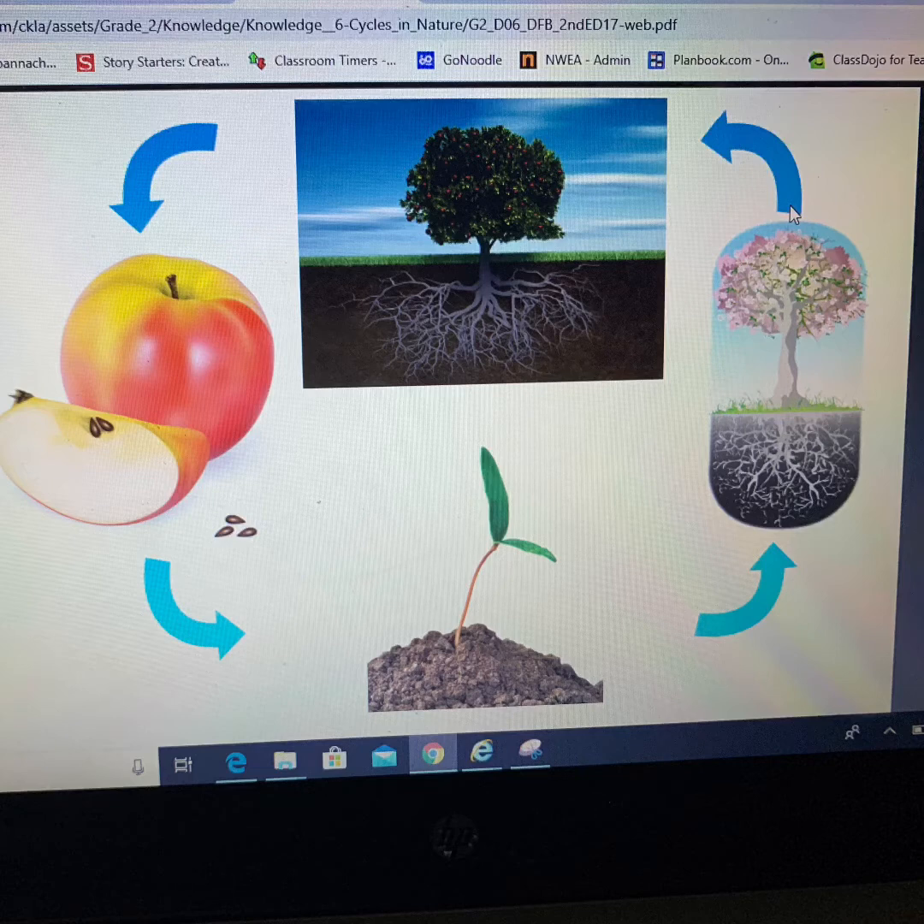And in the fall, I know my family does this a lot, we go to the apple farm and we pick the apples. And then guess what's inside the apples? The apple seeds, which we can then plant to make another tree. And that's the life cycle of a tree.